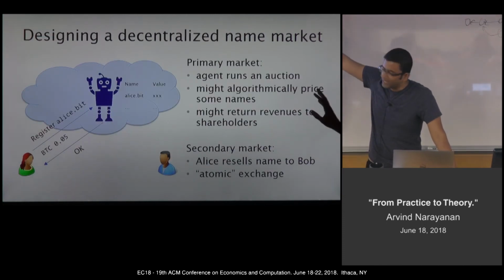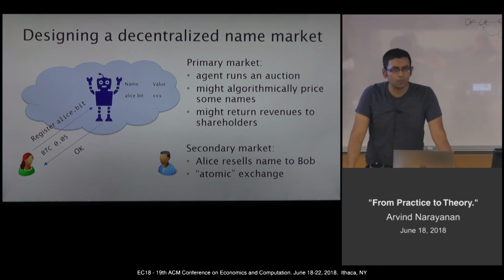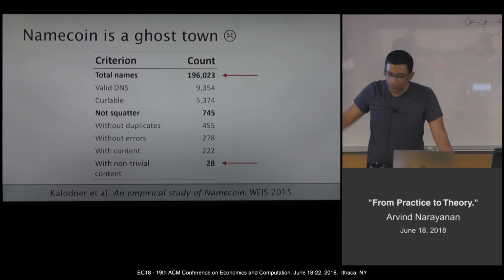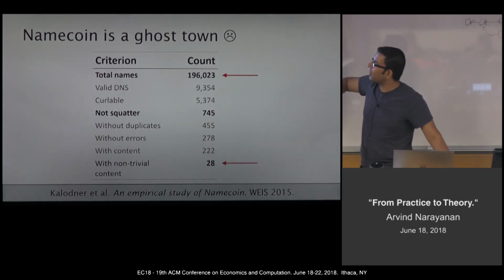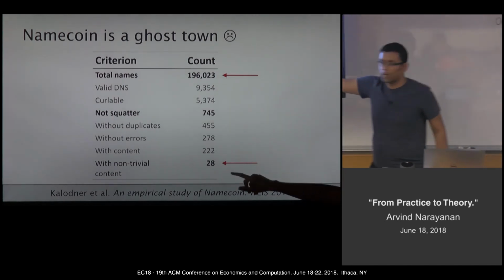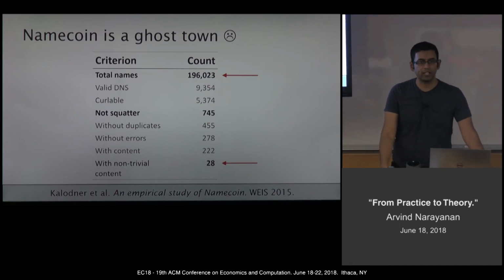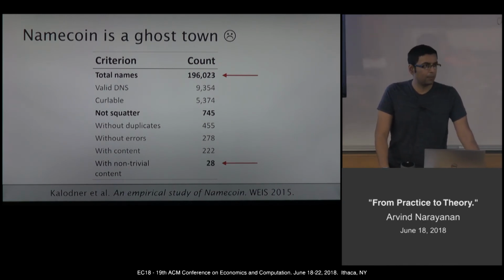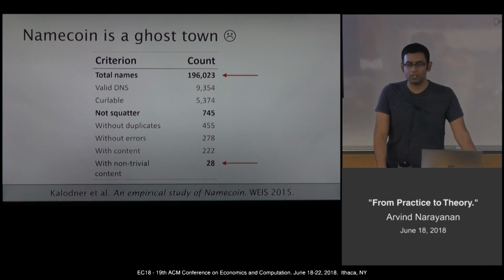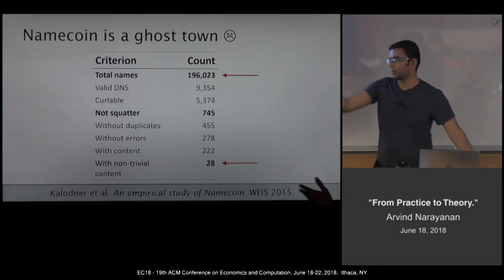I had some ideas here for how to go about this, but the point is that this is a hard problem. It doesn't work quite well. When we analyzed Namecoin, it didn't work well at all. There are a lot of names that have been registered, but only a tiny, tiny fraction that actually had non-trivial content. It was pretty much a ghost town when we looked at it. My claim is that we still don't know how to design decentralized name markets. A lot of people are trying. Another system called Blockstack is trying. I don't think we have really good solutions in practice today, and we need some really rigorous theory here.